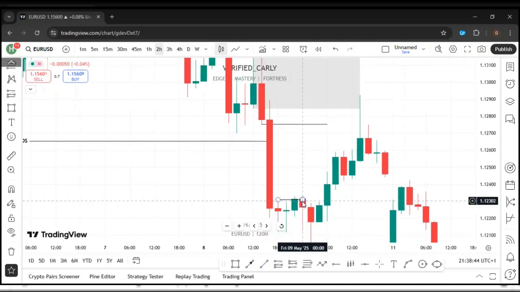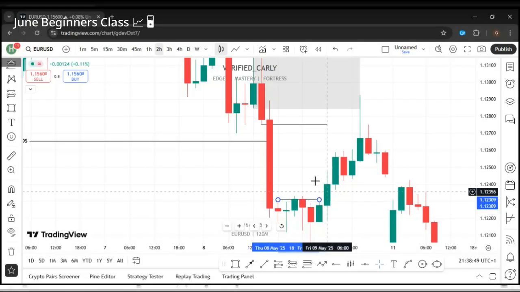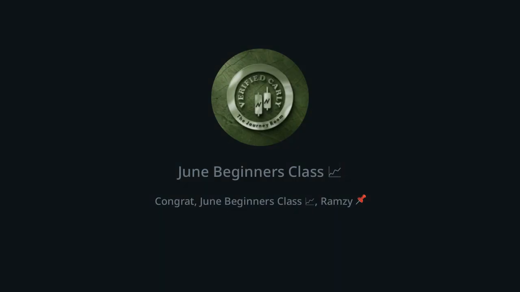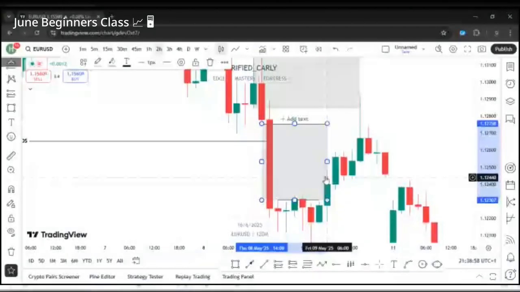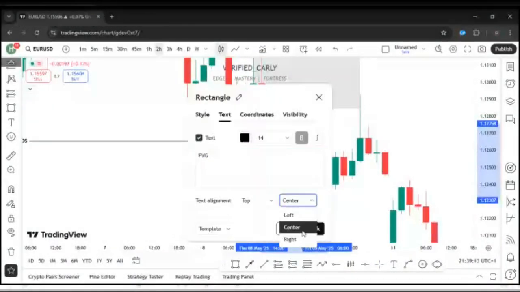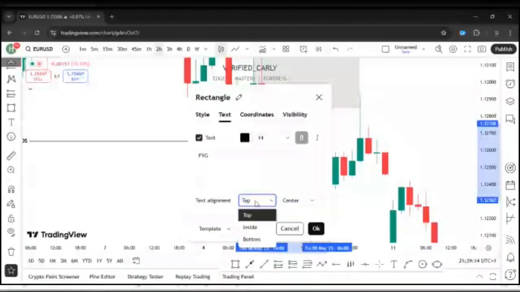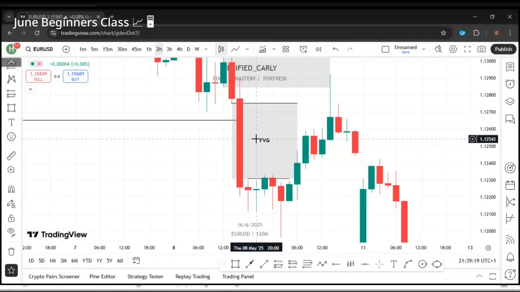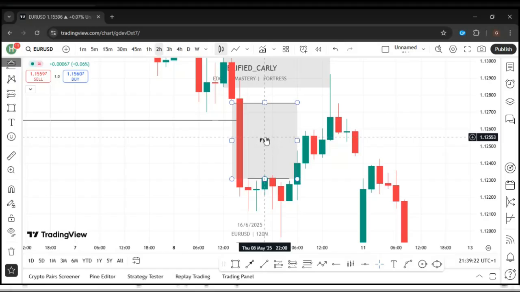if you notice, there's a space in them. This big space, let me use this rectangle to mark it. You are seeing this big space that I'm marking, right? So this big space is an imbalance, IMB, or you can call it FVG, fair value gap. I create my text to be in center and inside like this. This is a fair value gap, also called imbalance or inefficiency, anything that you call it.